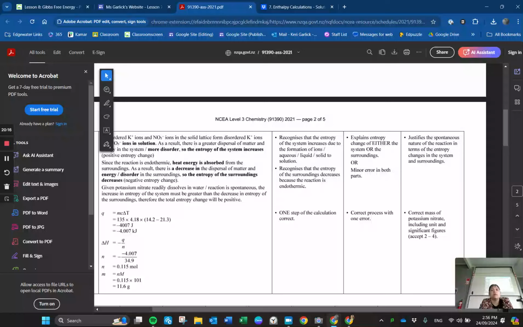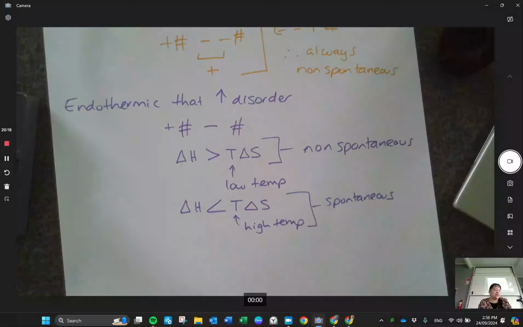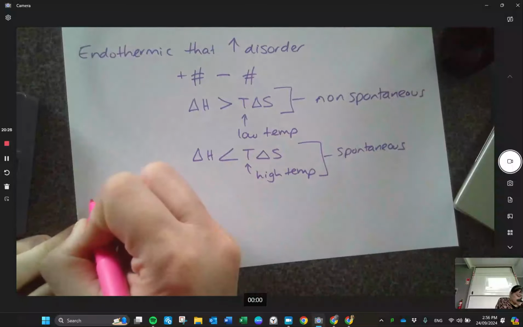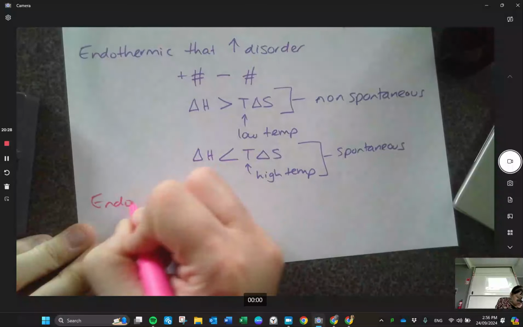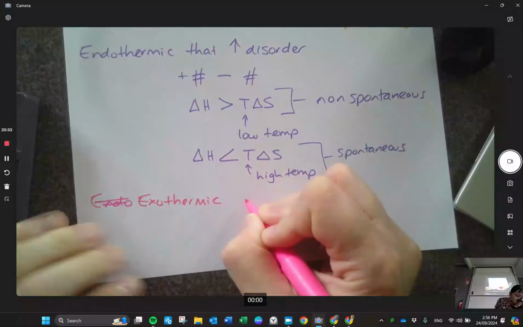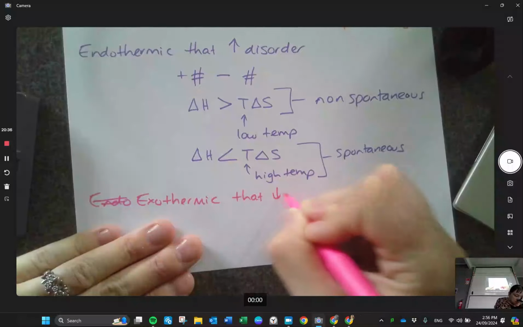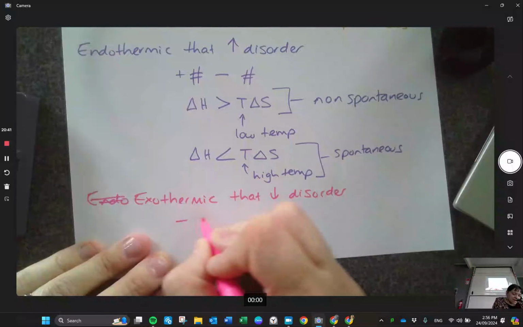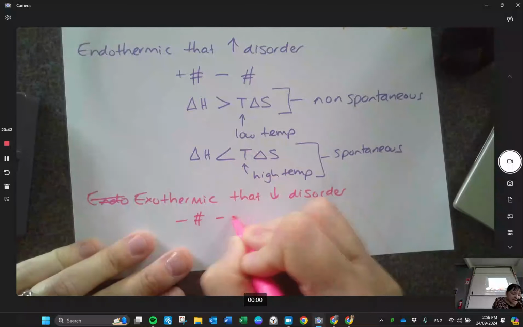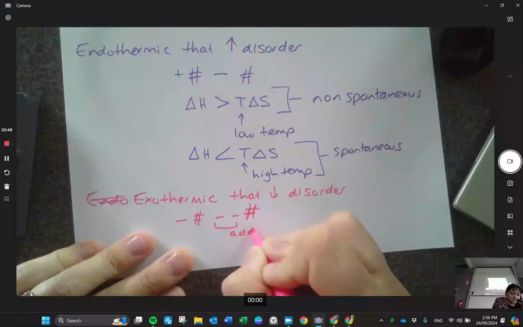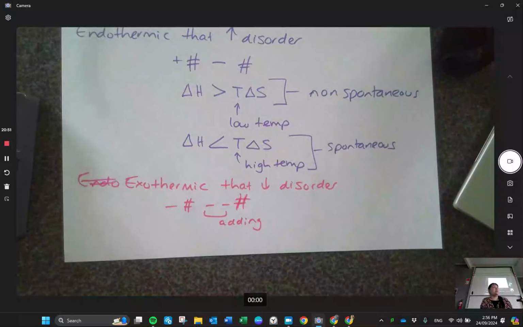Are we good? All right, last one to think about then is if we have an exothermic reaction that increases disorder. Decreases disorder. So exothermic, that decreases disorder, so it becomes more organized. So in this case, we're doing a negative number minus a negative number, so we are still adding it together. Do you agree with me on that?